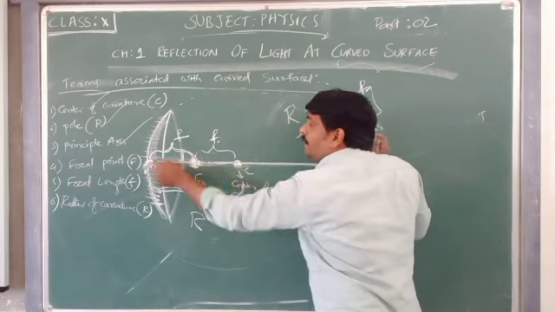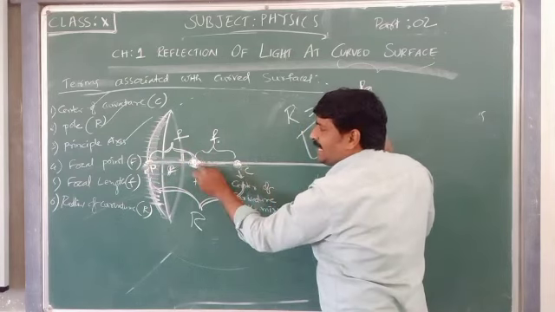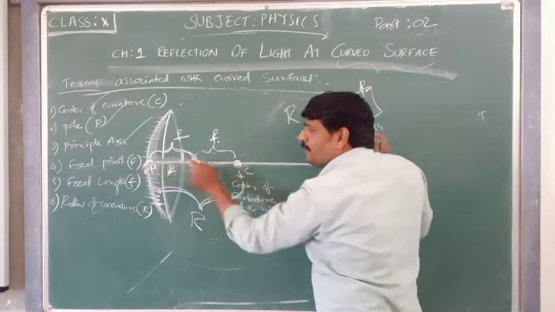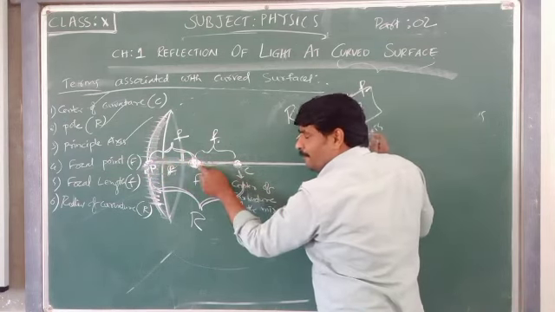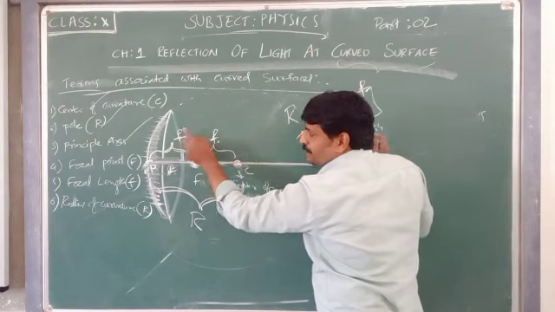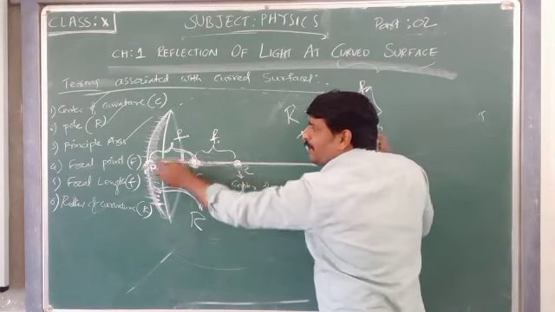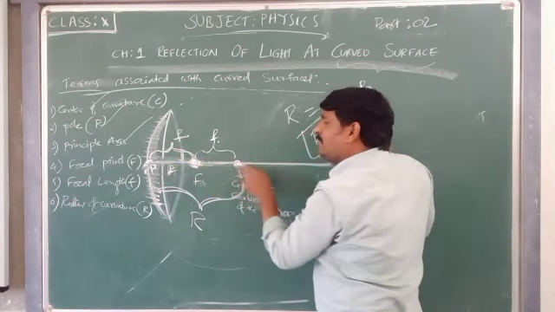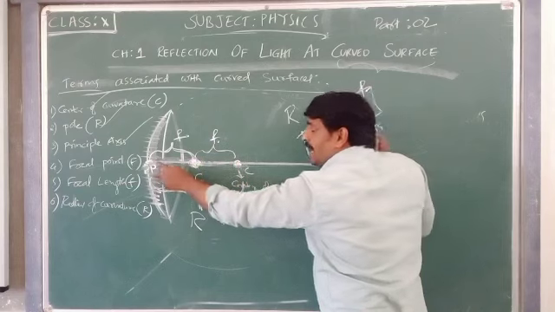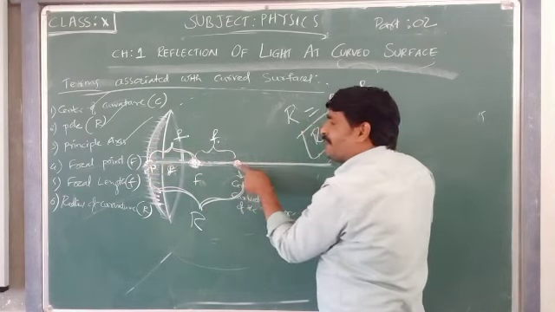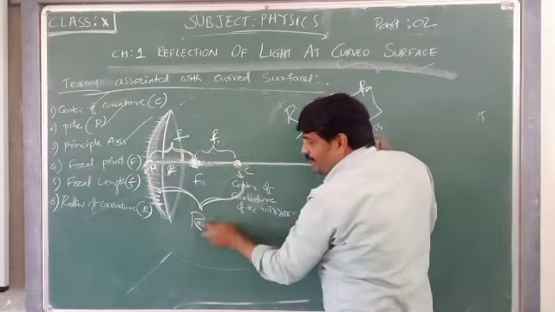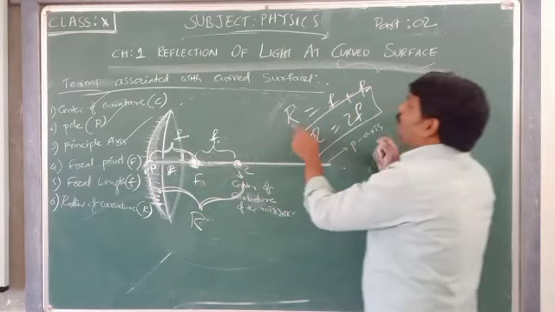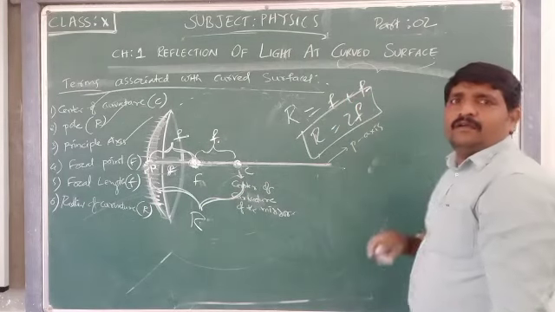The exact midpoint between the pole and the center of curvature acts as the focal point, and the distance from the pole to the focal point we call the focal length, small f. As it is the midpoint, from pole to focal point is f, and from focal point to the center of curvature is also f. The distance from the pole to the center of curvature we call the radius of curvature. The radius of curvature r will be equal to f plus f, 2f.